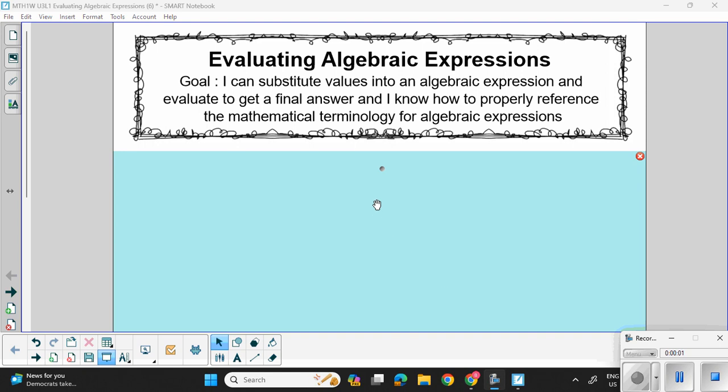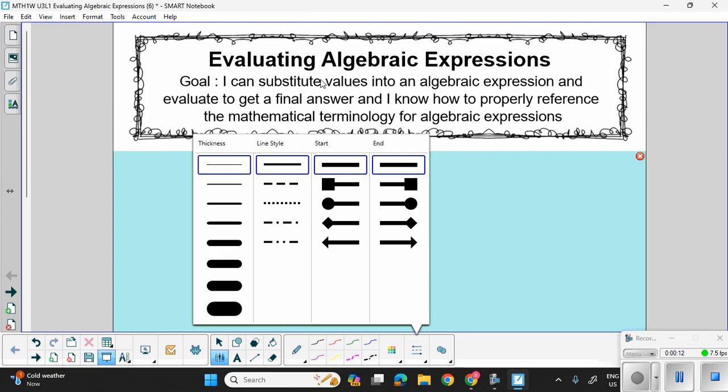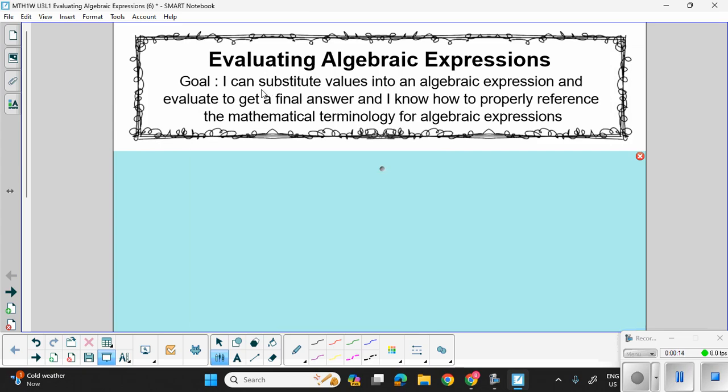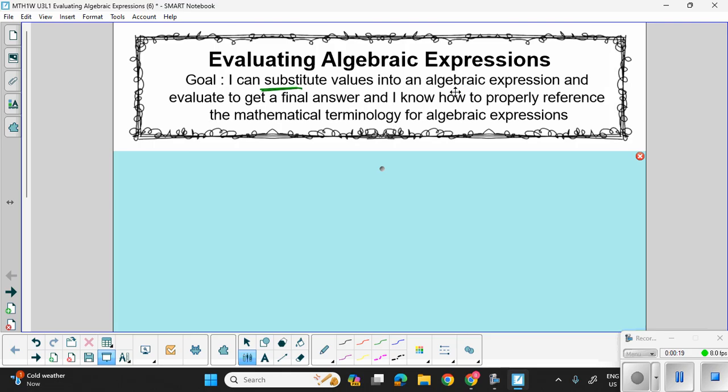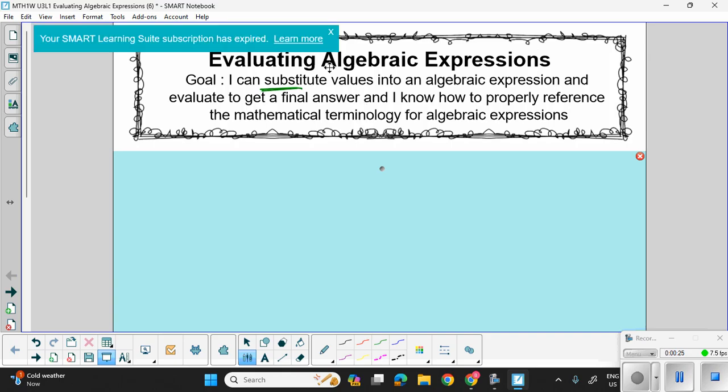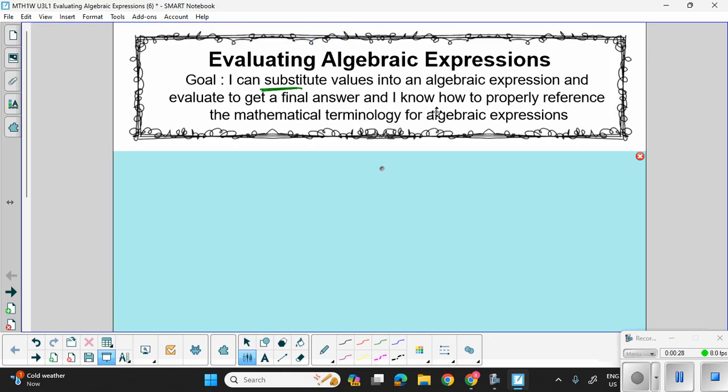Okay, grade 9s. So this is the first lesson in our algebra unit. There's a few different things that we're going to look at here, and one of them is I can substitute values into an algebraic expression, which is like a formula, and then evaluate to get a final answer. So that's one thing we're going to do. The other thing we're going to do is I know how to properly reference the mathematical terminology.